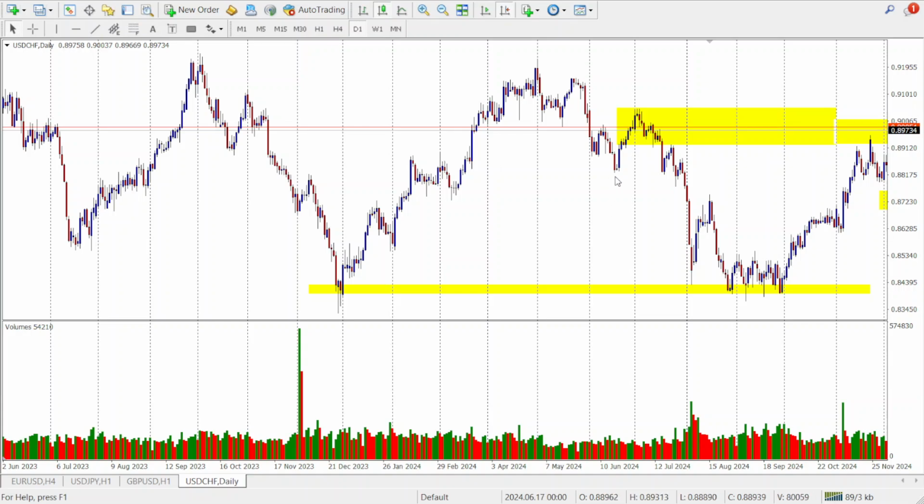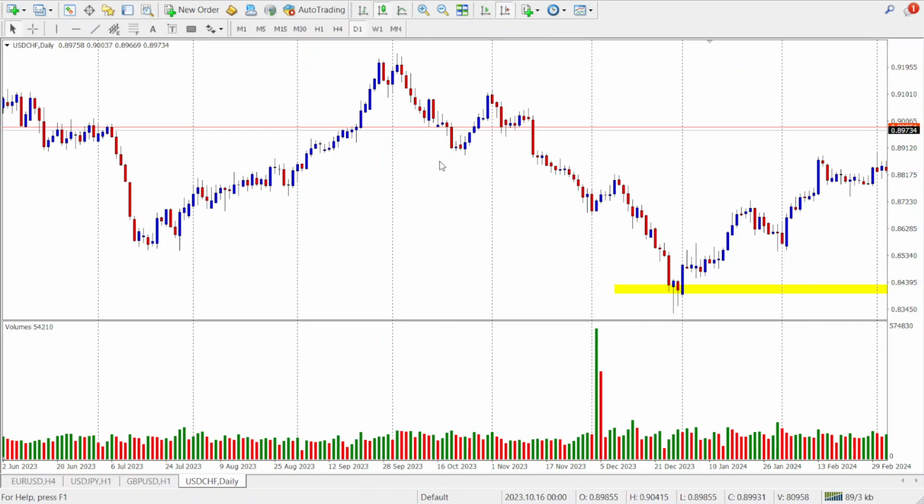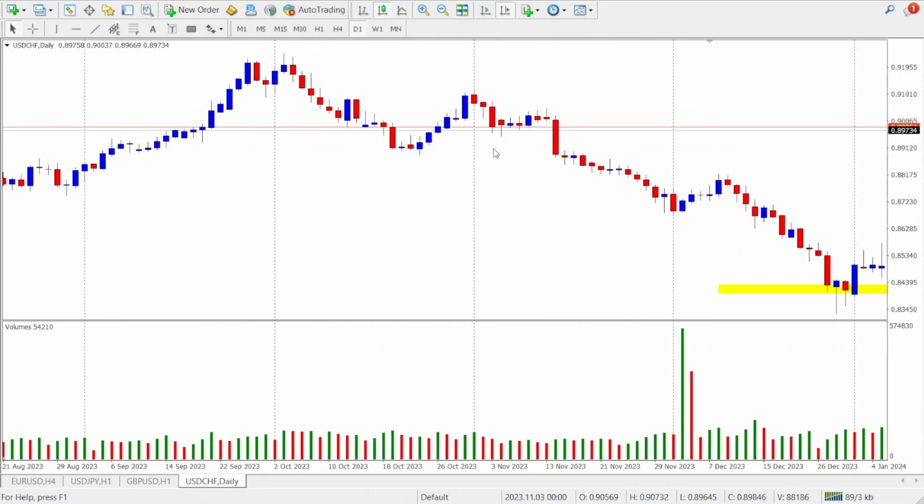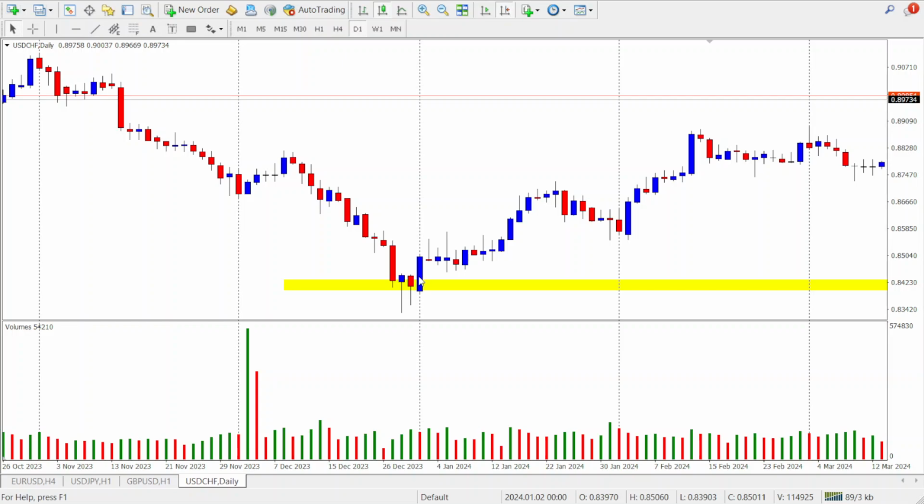So the key here is to wait for confirmation of a reversal after the liquidity sweep. A good confirmation might be a strong candlestick pattern. For example, we can see how we had this bullish engulfing here, right?